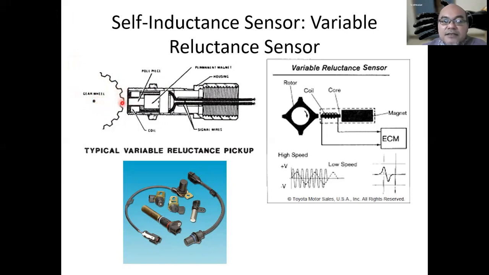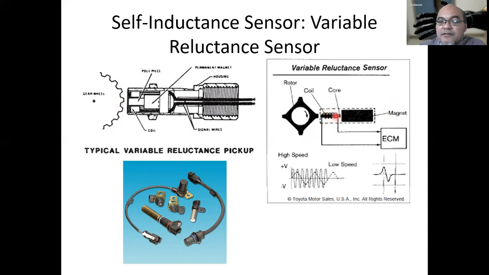Since it has a different height profile along the perimeter of the wheel, the distance of the interaction between the gear wheel and the pole piece wound by the coil will be different between the peak and the valley, between the mountain and the valley. The valley will have more distance, so less interaction of magnetic fields, while the peak will have more intense interaction. This is illustrated here also.